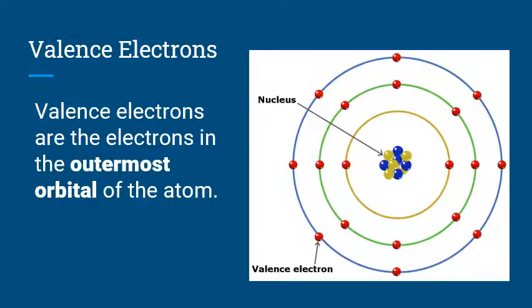Many times when we're finding the effective nuclear charge, we're looking at that in reference to a valence electron. We talked about valence electrons last week, and we said that those were the electrons that are found in the outermost orbital of the atom.